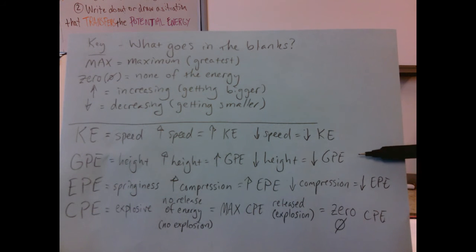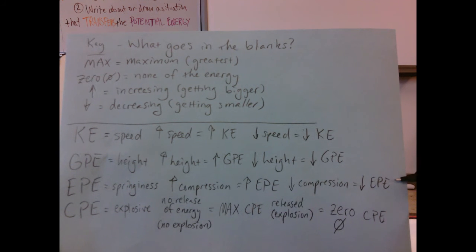GPE is gravitational potential energy. To decide on this, we're going to think about the height. As height increases, gravitational potential energy increases. As height decreases, gravitational potential energy decreases. The more a spring is compressed, like from the marble launch example, the greater the elastic potential energy. The less a spring is compressed, the less the elastic potential energy.